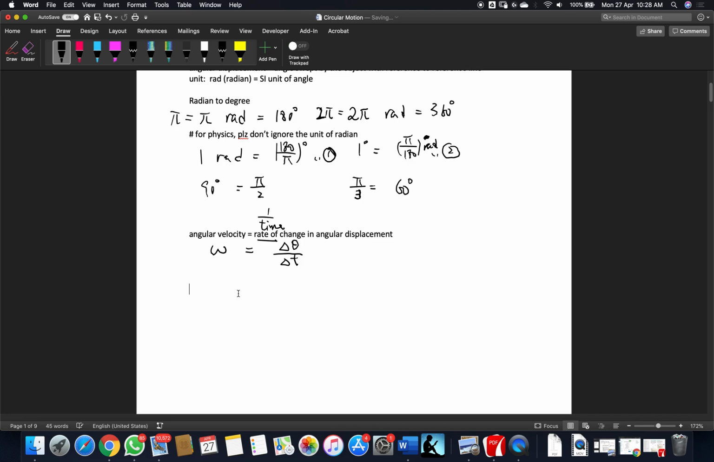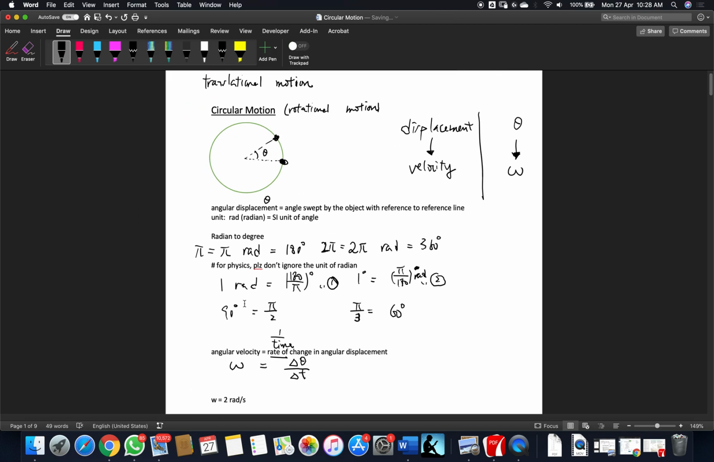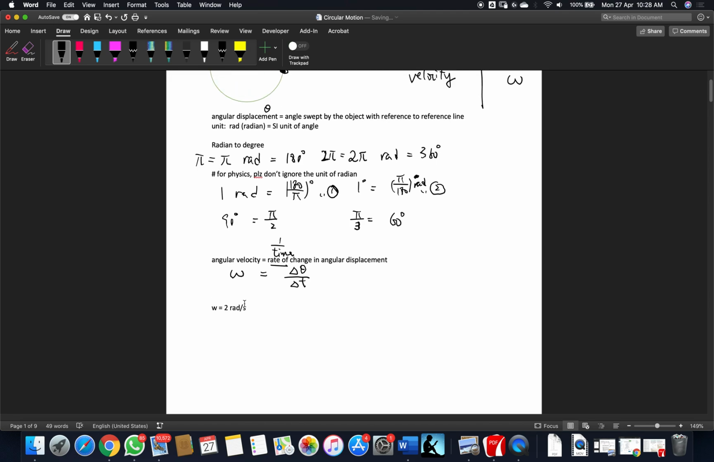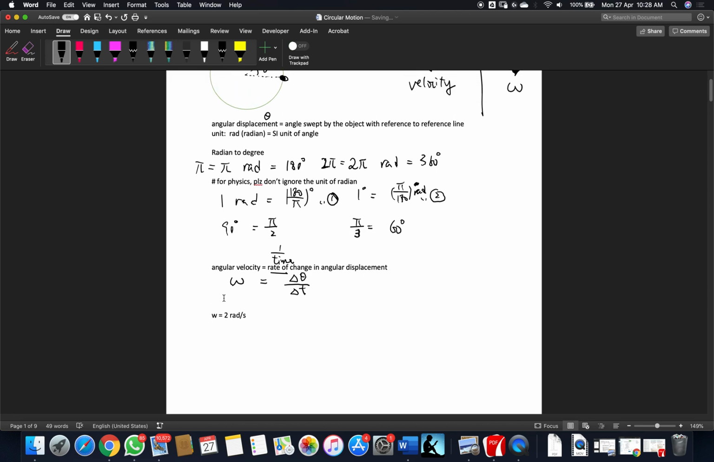So I think maybe just give one example. Let's say the omega, I use the W to be lazy, is 2 radian per second. That means it will rotate the angle 2 radian in 1 second. That's the meaning of the angular velocity.